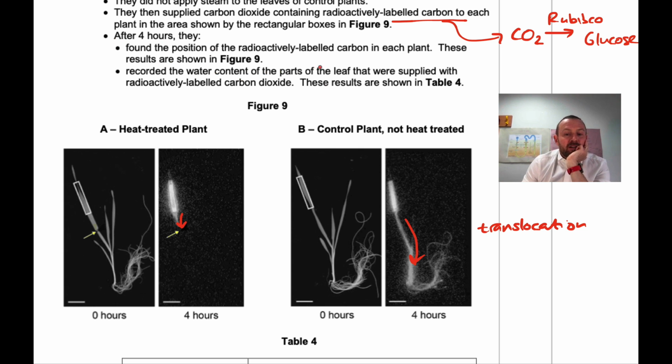After 4 hours they found the position, and we've talked about that. They also recorded the water content of the parts of the leaf that were supplied with the radioactively labeled carbon dioxide. The results are shown in table 4. Okay, interesting.